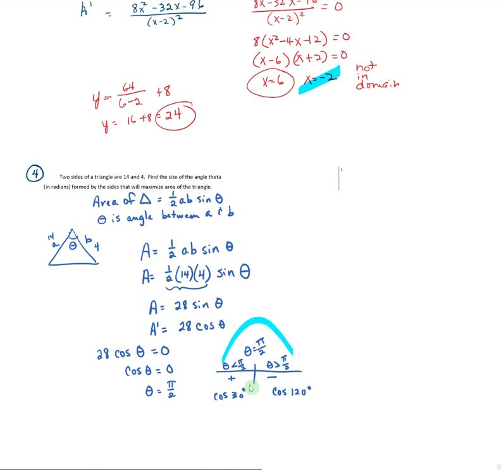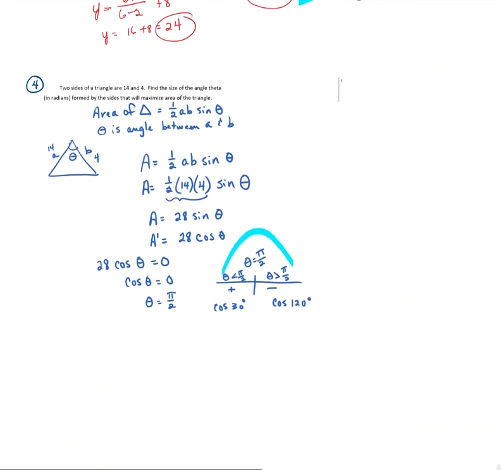Let's look down at number 4. Two sides of a triangle are 14 and 4. Find the size of the angle theta in radians formed by the sides that will maximize the area of the triangle. So the area of a triangle, when it's not a right triangle or you don't know what it is, is 1/2 AB sine theta. Theta is the angle between A and B. That's a hint there.